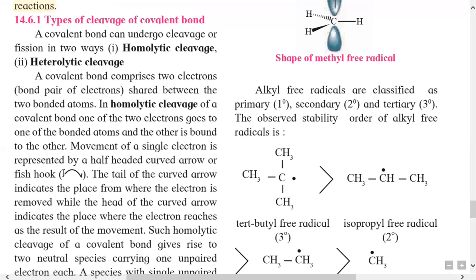Just now I explained to you that between the two hydrogen atoms, there are two electrons present. They are mutually shared. Out of that, one electron goes with the left side hydrogen, and that movement can be shown with the help of a fish hook arrow. Similarly, at the same time, the other electron goes to the right side hydrogen, and that can be shown with a fish hook arrow.